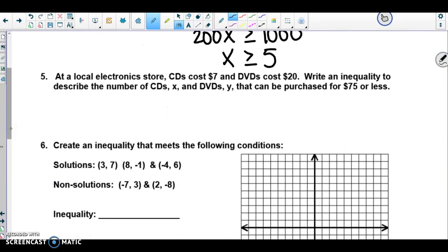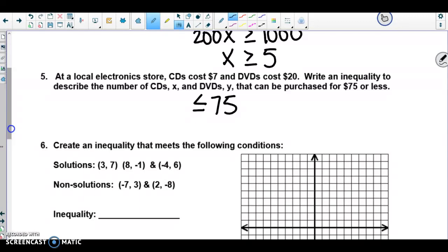All right, a local electronics store. CDs cost $7 and DVDs cost $20. Write an inequality to describe the number of CDs x and DVDs y that can be purchased for $75 or less. So you have $75 to spend. That's your maximum. That means everything has to be, when I go out of the store, less than or equal to that $75.